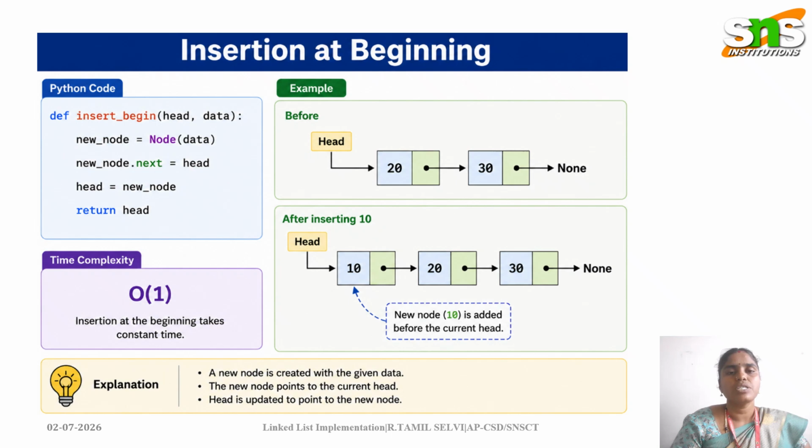Next one is insertion at beginning. Initially, we have 20 and 30 in the linked list, and we want to add a new node 10 before the current head, that is 20. So for that, we have to create a node, that is 10, and store the data, make the new node point to the current head, and we have to update the head to the new node.